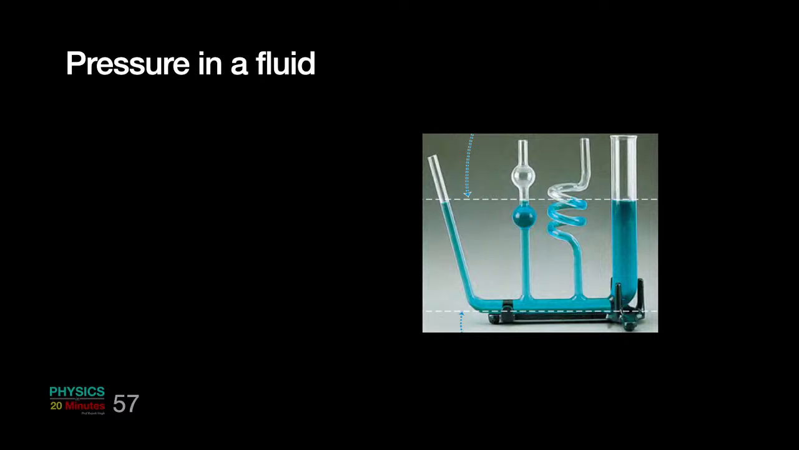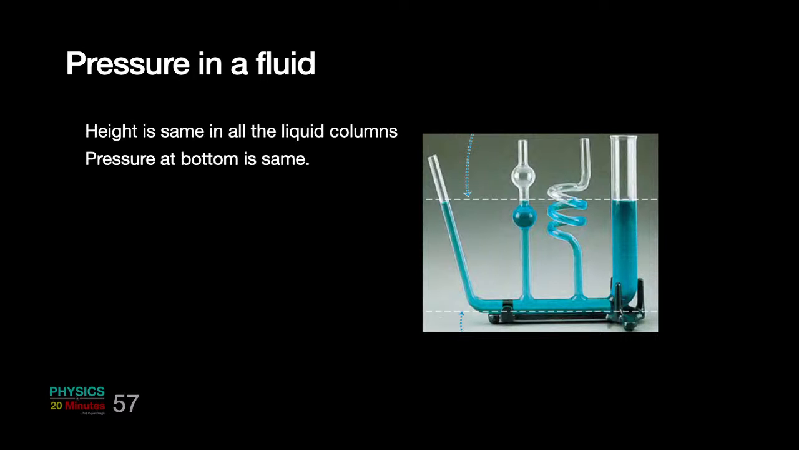The result of the previous discussion is summarized in this diagram. In this diagram, if you notice, there are liquid columns of different shapes. This is straight and a sphere, this is some helical, this is a thicker tube. But what is common to all of these? What is common to all of these is that the height of the liquid column is the same in all three. So it does not matter what their shape is.